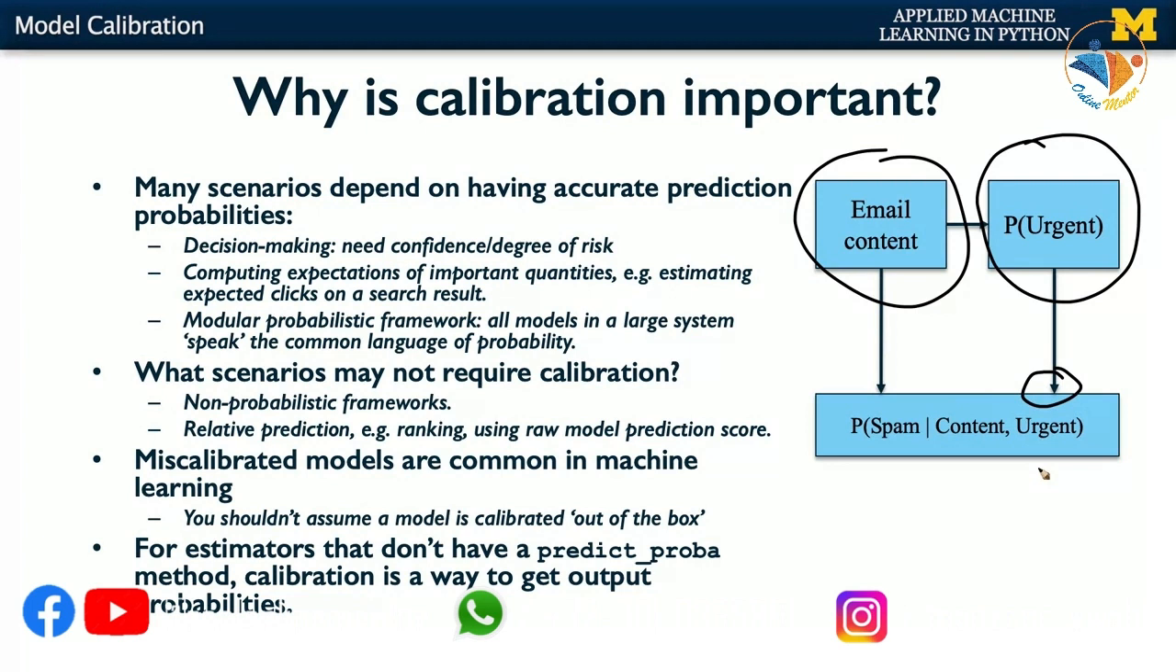And miscalibrated models are very common in machine learning, so you shouldn't assume that a model is calibrated right out of the box. And this is especially true for more complex models that use ensembles or boosting, for example. And finally, most estimators in a package like scikit-learn do provide output probabilities via the predict_proba method. But there are some classifiers that only implement, say, decision_score. You can still get accurate output probabilities from those raw decision scores by performing calibration, and we'll talk a bit more about that in a minute.